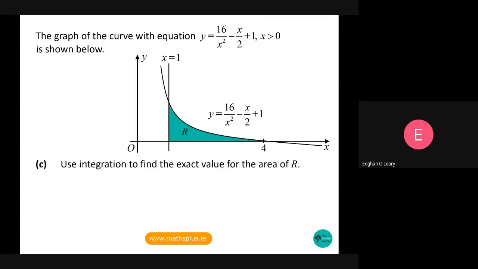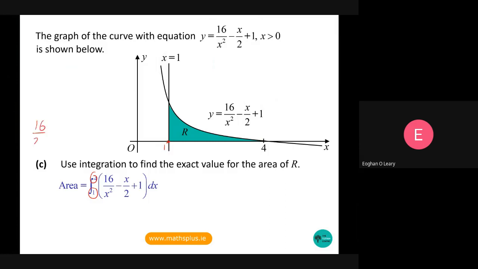So now we've used the trapezoidal rule to find the approximate area, but now we're going to use integration to find the exact area. And as we know, that's one of the uses of integration, to find the area of an irregular shape. It's going to be a definite integral question because we have our limits of 4 and 1. My upper value is 4, my lower value is 1. I'm going to be integrating 16 over x squared.